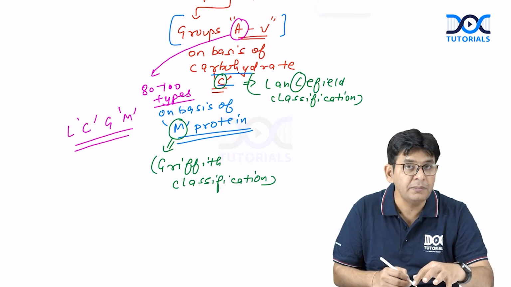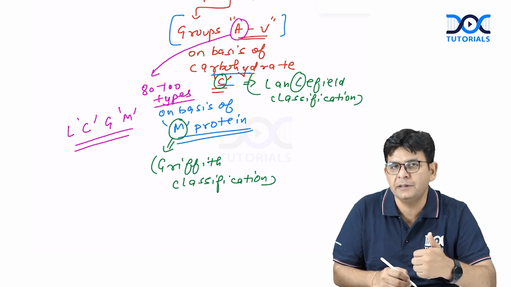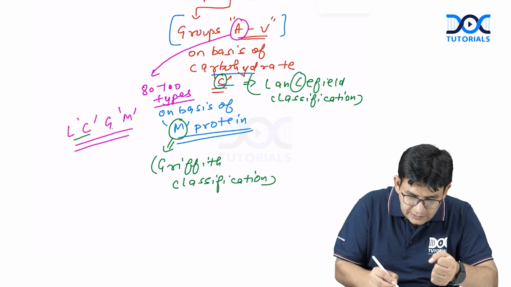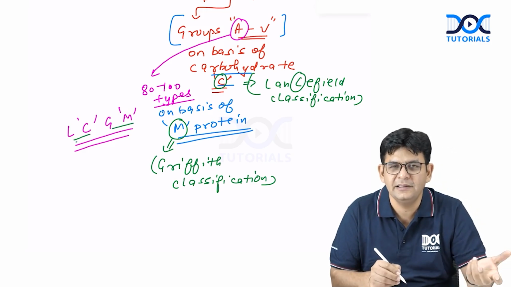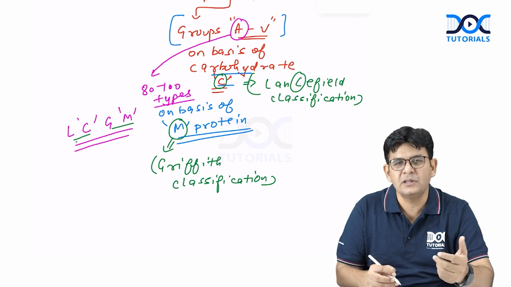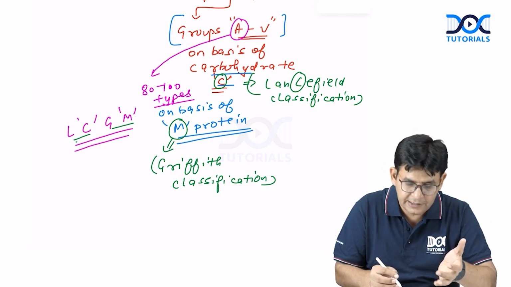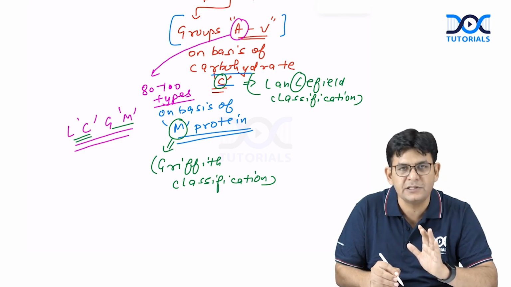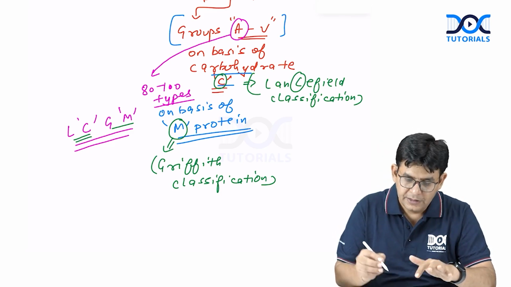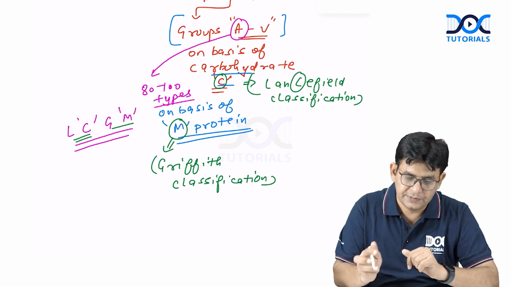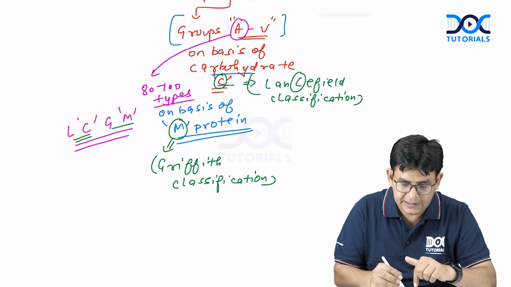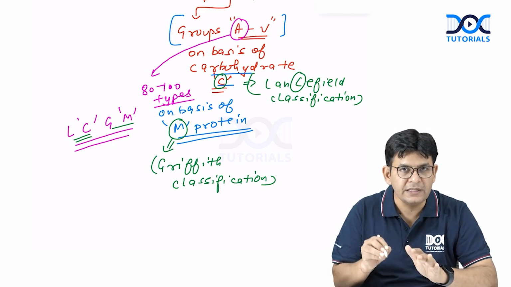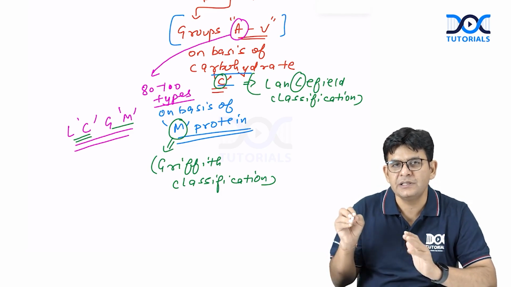And how to remember? This particular thing I made up in the Lucknow class of mine. So you remember it like this: Lucknow city, good morning. You can make anything like that, but still these things stick to your mind. That's why I'm saying it. The Lancefield is based upon carbohydrate C and Griffith is based upon M protein. Is it fine? So this classification, Lancefield and Griffith, is based upon these structures, which also play the role of virulence in Streptococcus pathogenesis.